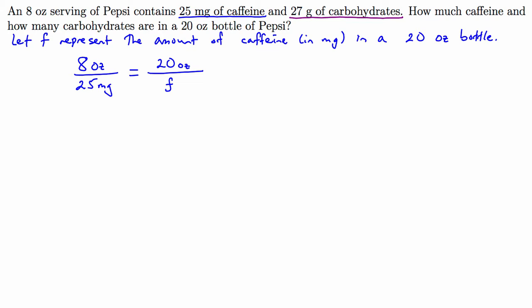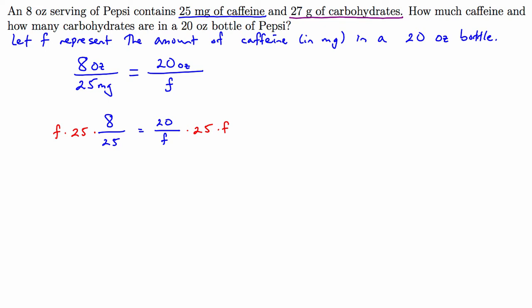Taking the equation that we've set up and removing the units, I'm essentially trying to solve the equation 8 over 25 equals 20 over F. To solve that equation, we'll follow our standard process for solving proportions. We'll multiply both sides of the equation by both denominators. I'll multiply by 25 and by F on both sides of the equation.